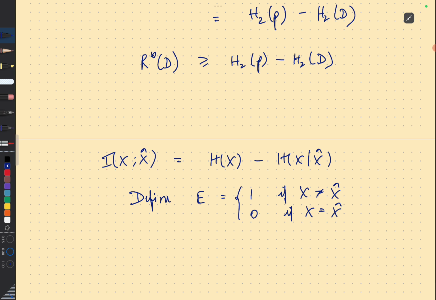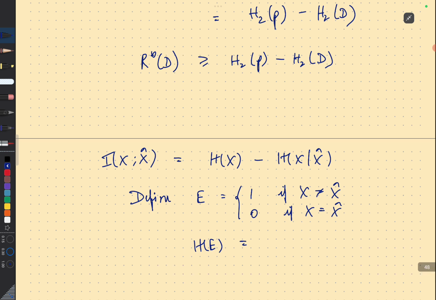All right. What is h of e going to be equal to? So what is the probability that e is equal to 1? It's the probability that x is not equal to x hat, which is exactly d by definition. So e is basically a Bernoulli d random variable, and h of e is going to be equal to the binary entropy of d.